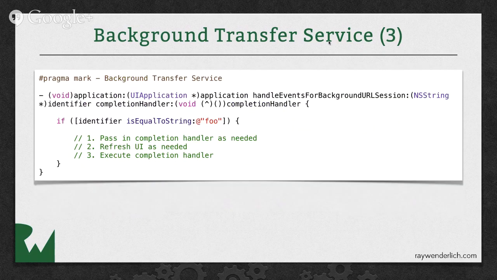What you have to do next is implement an application delegate method, handleEventsForBackgroundURLSession, and the same string ID that you give to your URL session is going to come back here in your application delegate. So if you identify this session as the one that you created, then you have to pass in the completion handler to where you're going to fetch new data. You're going to refresh the UI, and then you're going to execute the completion handler. And at that point, the OS is probably going to take a snapshot of your application for the app switcher.